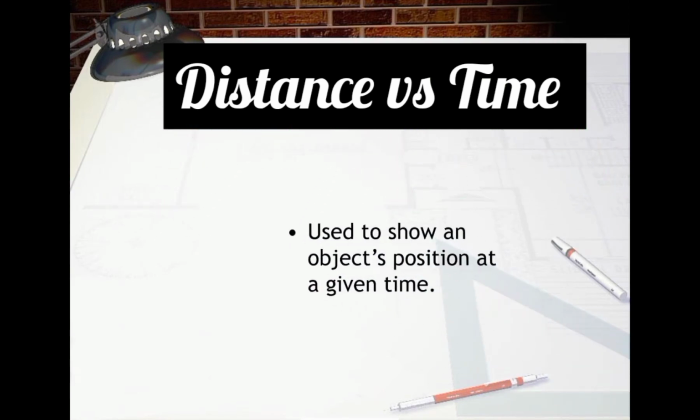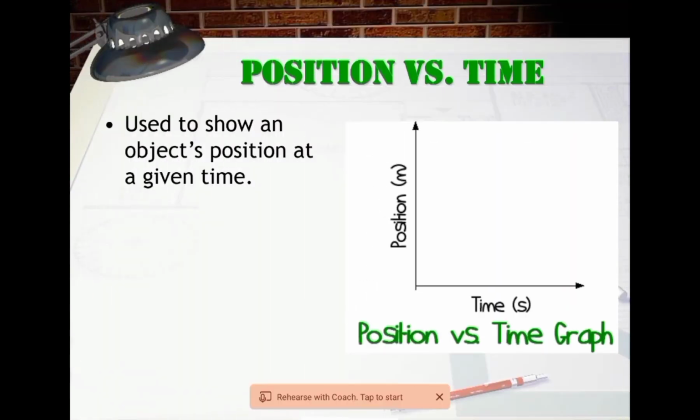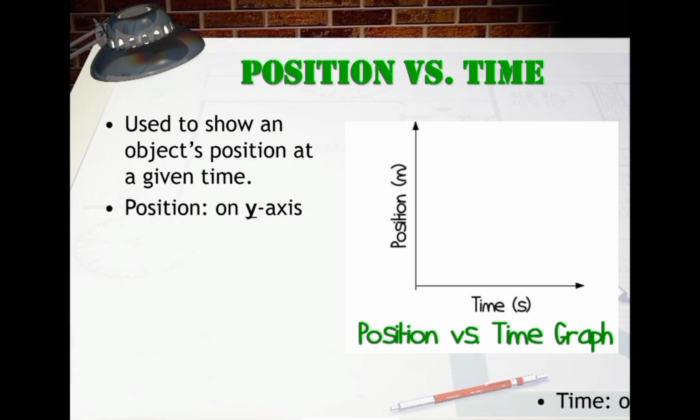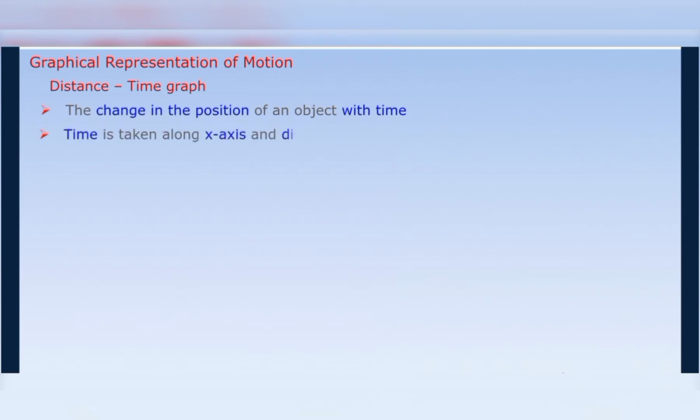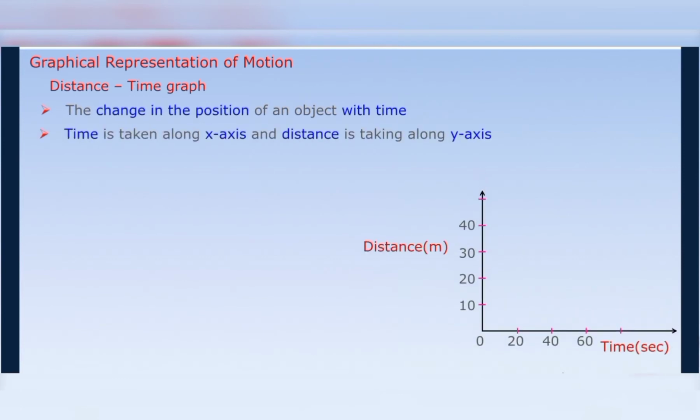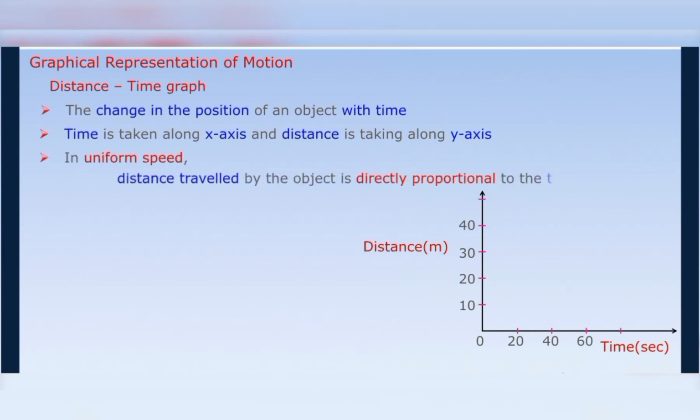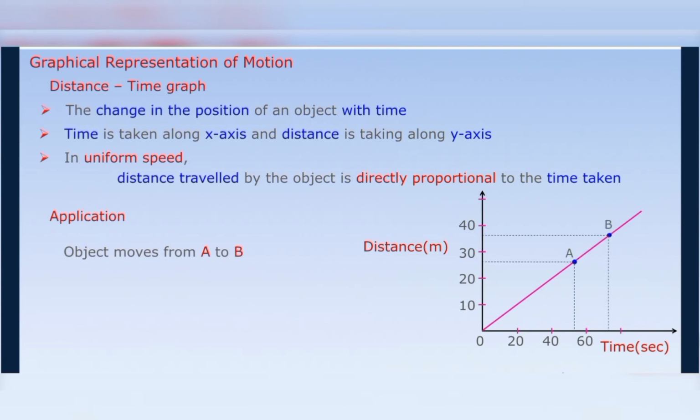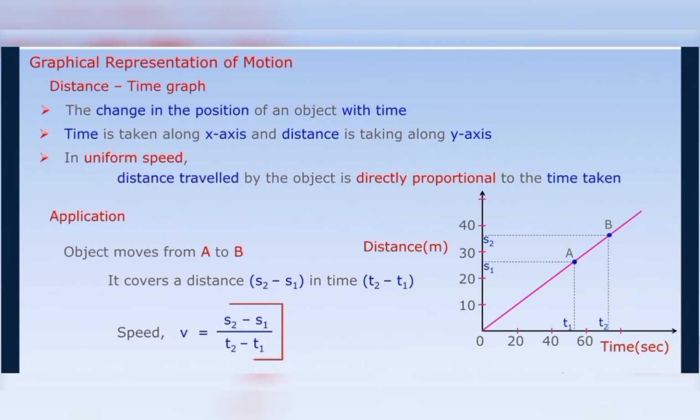A distance time graph represents the change in the position of an object with respect to time. Time is taken along the x-axis and distance is taken along the y-axis. In case of uniform speed, when a body moves with uniform speed, it will travel equal distances in equal intervals of time. In other words, the distance traveled is directly proportional to time. We can now say that the distance time graph of a body moving at a uniform speed is always a straight line. The slope of a distance time graph indicates the speed of the body.